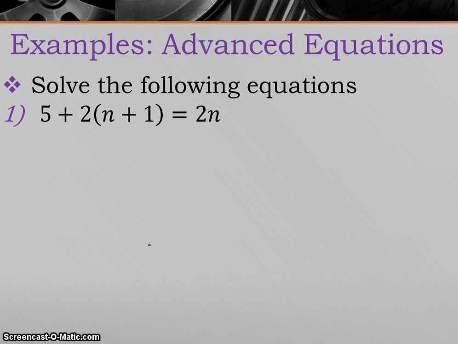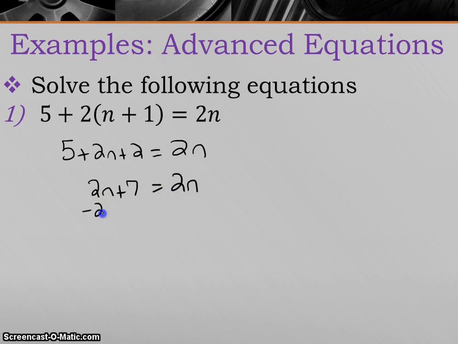Okay, one more equation. So 5 plus 2 times n plus 1 equals 2n. We distribute the 2 and get 5 plus 2n plus 2 equals 2n. We combine like terms to get 2n plus 7 equals 2n. Now we subtract 2n from both sides, and we get 7 equals 0. The n's canceled, and 7 does not equal 0, so it's a no solution case.